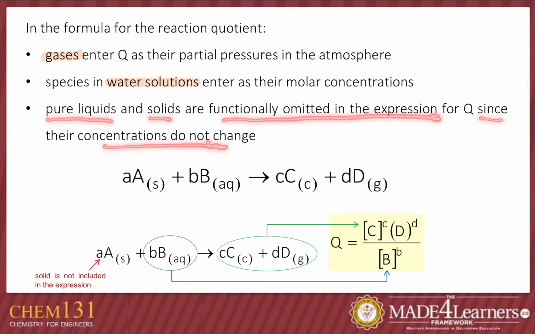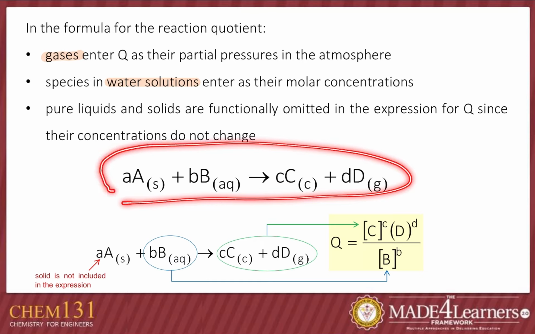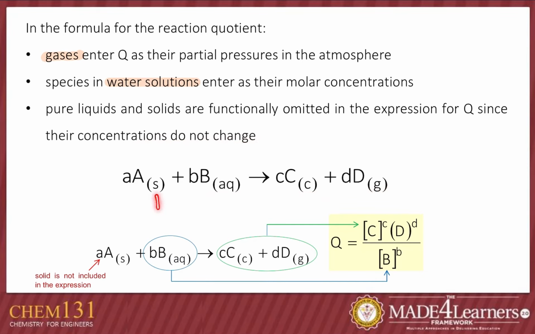So for example kani nga equation, so we see here that species A is a solid, species B is an aqueous solution, water solution, species C is, this is actually aqueous, and species D is a gas. So to find Q, it's products divided by reactant. But we do not include A in finding Q because it's solid. So solid is not included in the expression.